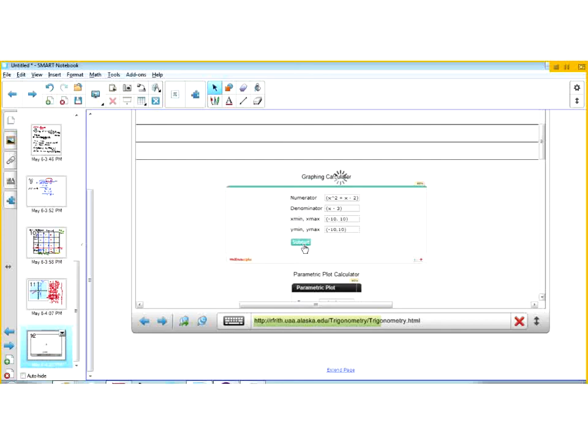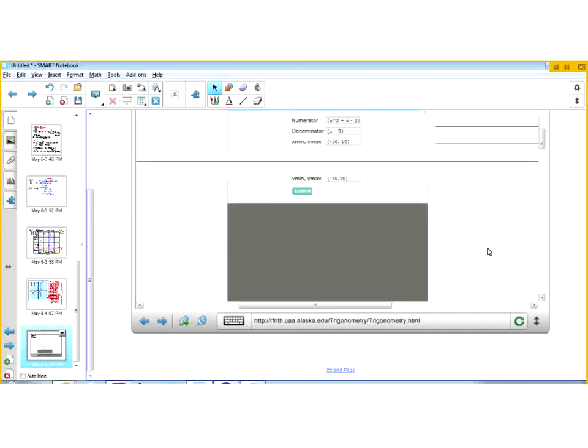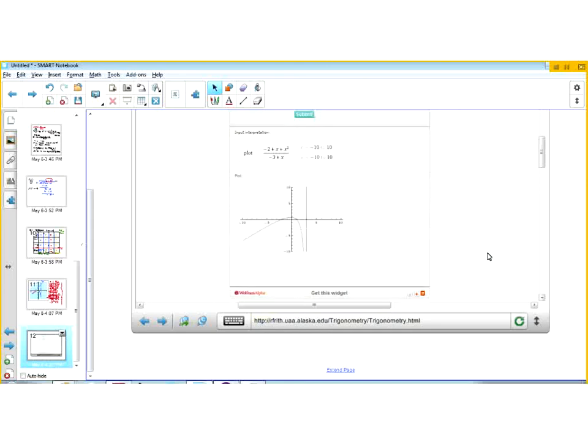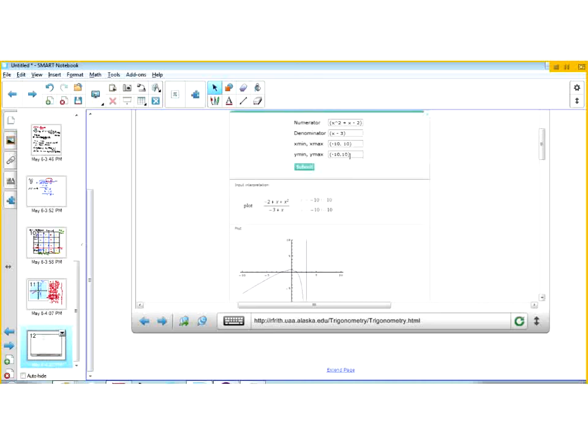x minus 3. And we'll keep the zoom boxes the same. I won't adjust this. And so if we submit, we should see those two branches kind of at an angle, determined by the slant asymptote, right? So computing. And there we have it.